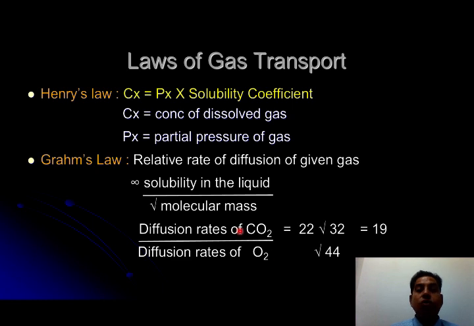But since it is also inversely proportional to the molecular weight, the molecular weight of oxygen is 32. When you compare this with carbon dioxide, the molecular weight of which is 44, you find that the actual rate of diffusion of carbon dioxide is only 19 times and not 22 times. So this is because of the relative rates of diffusion of a given gas given by Graham's law.